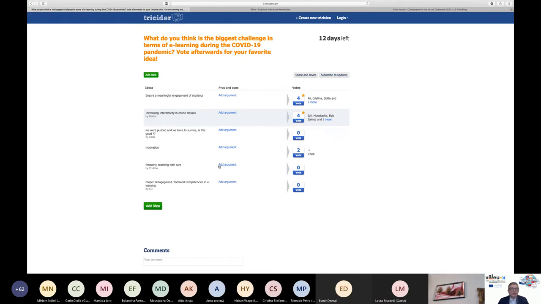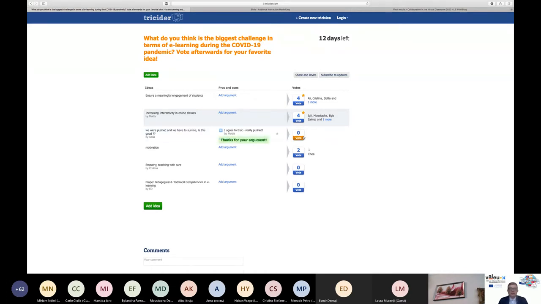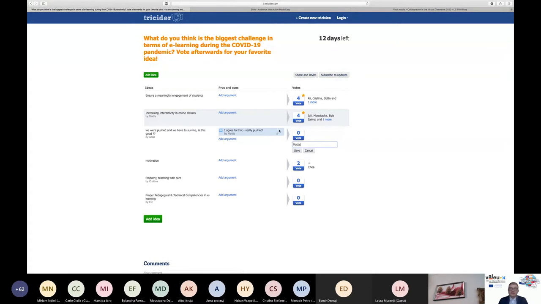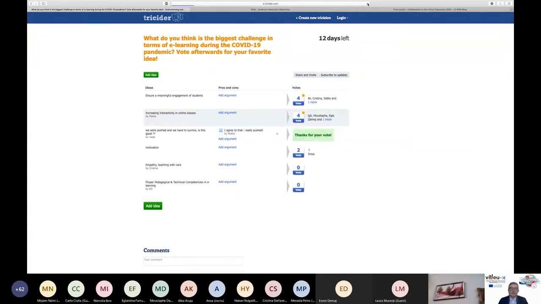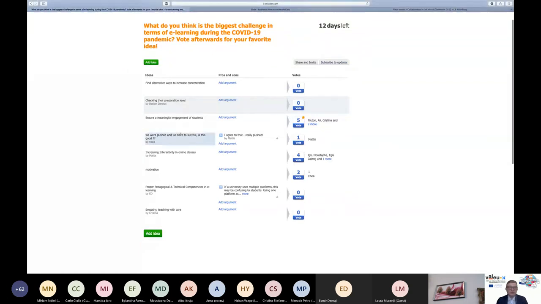So we were pushed and we have to survive. Is this good? Yeah. It's really a good question. So I could add an argument to this by Nada and said, yeah, I agree to that. Really pushed. Can add my name here. So, and we really have arguments. You can vote for several things. Just remember to refresh to see more voting, right?